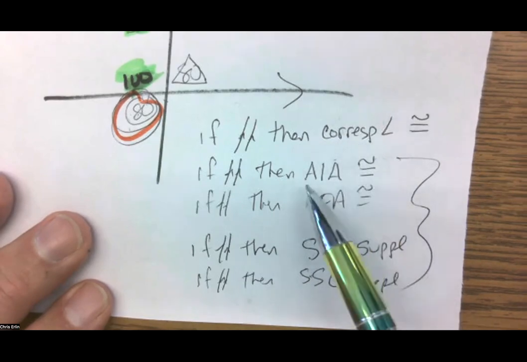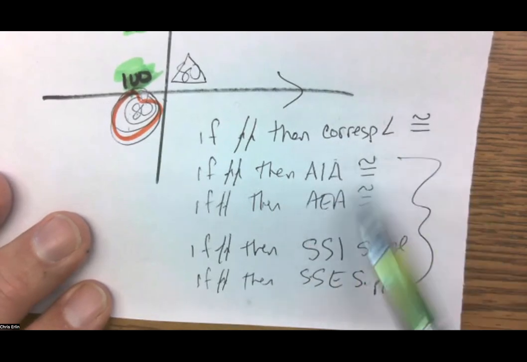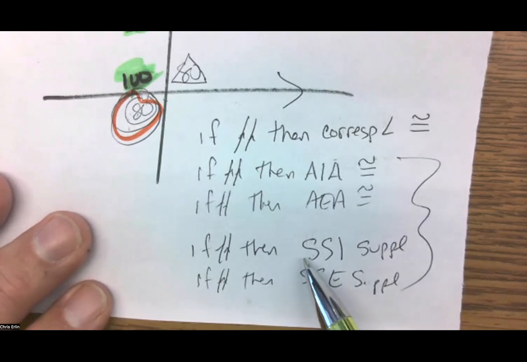So corresponding and alternate interior and alternate exterior, those are all congruent. Whereas same side interiors are supplementary and same side exteriors are supplementary. If only there was some way we could remember which ones are supplementary. Anyone have any ideas? So they start with S's. Same side interiors are supplementary, same side exteriors are supplementary. So look for the S's. That'll remind you which ones are supplementary.